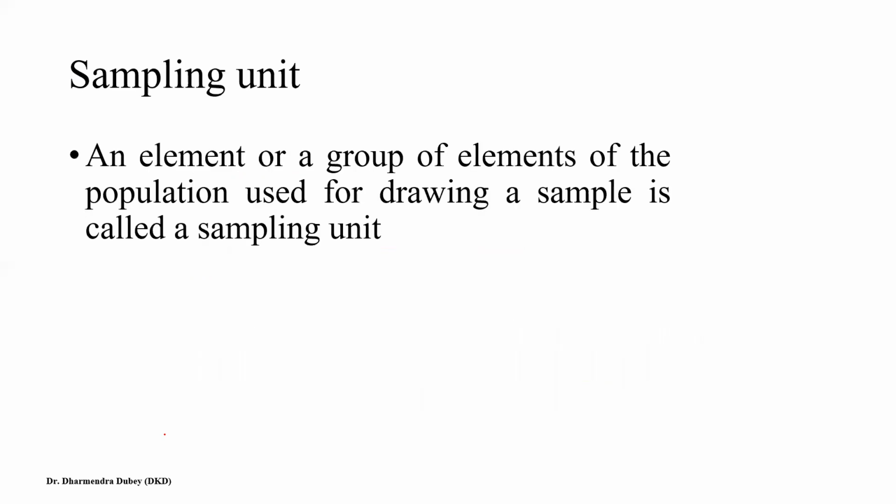Now we need to understand the sampling unit. What is a sampling unit? We can define it as an element or a group of elements of the population used for drawing a sample. Like in our class, there are 150 students. Out of 150 students, we are selecting 25 students. So 25 students is our sample. Each student among the 25, each unit, is known as a sampling unit in this study.